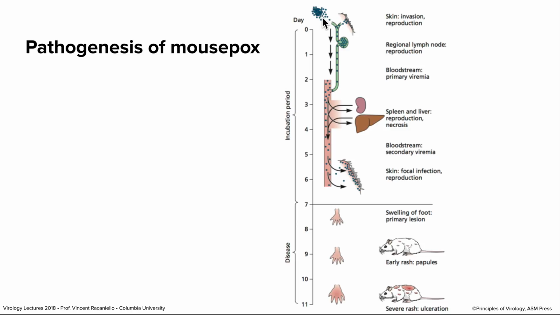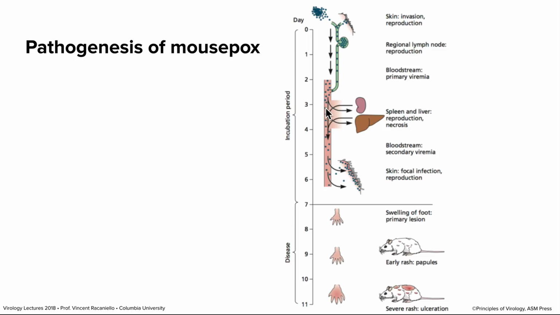So we inject the virus into the footpad. It replicates in the skin and then gets into the lymph system, as you can see here. It actually replicates in the lymph node, and then from the lymph gets into the blood, and there we have our primary viremia.